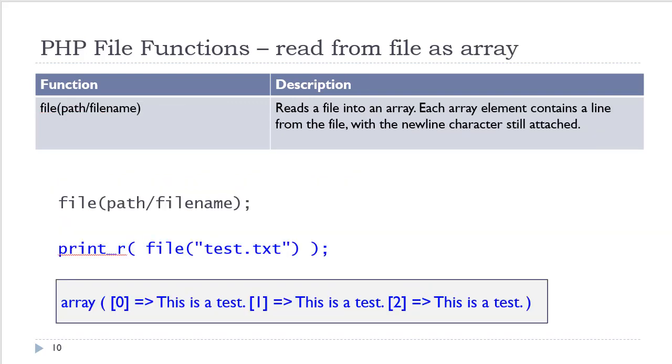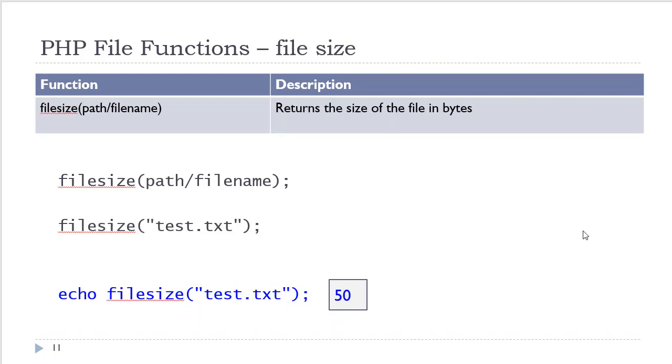The file function allows us to read text from a file into an array. So rather than a string of data, it will break up the lines and return them as an array. This function takes one parameter, the path and the file name that we want to work with. Because this is an array, you can use the print_r function to return the value, and this is what would be returned, shown here.